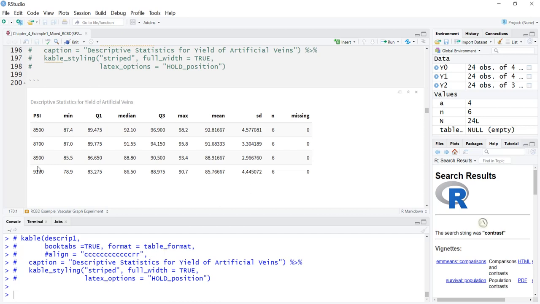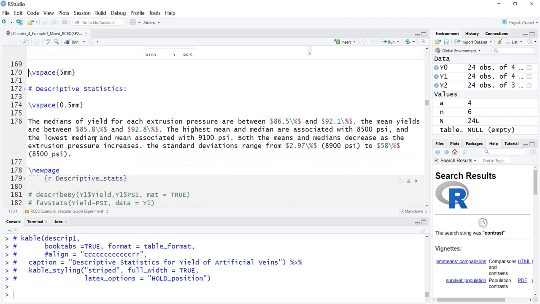But these PSIs are actual values, pressures, pounds per square inch. So 9,100 is higher than 8,500, etc. So I can look at what happens as the PSI increases. Well, the median is going down. And look at the mean. The same thing in general is happening. That's not occurring with the standard deviation, but it is occurring with the means and the medians, and we need to say that. So what did I include here? I said the medians for each yield range between these two values, and the mean yields are between these two values. Then I say the highest mean and median are associated with 8,500 psi.